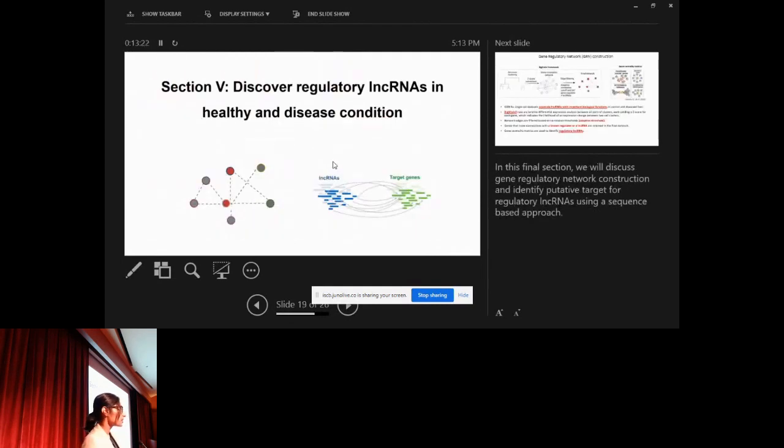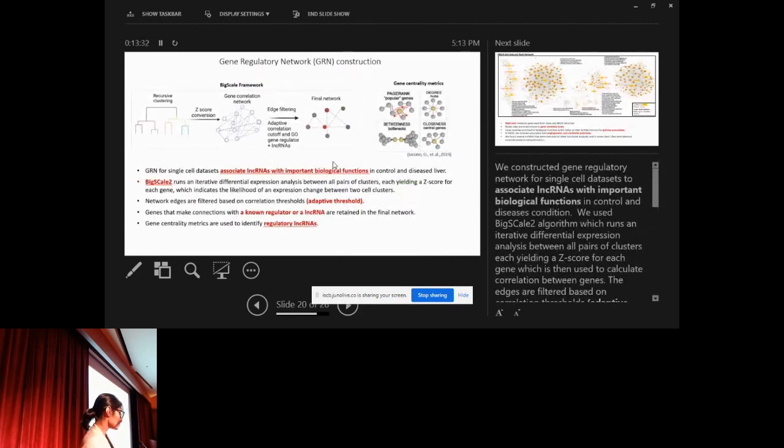Finally, as I mentioned, there's also this piece of lncRNAs where we do not know what they do, and we know that they are essential regulators. So what we're trying to do is infer their function using a network analysis or gene regulatory network construction.